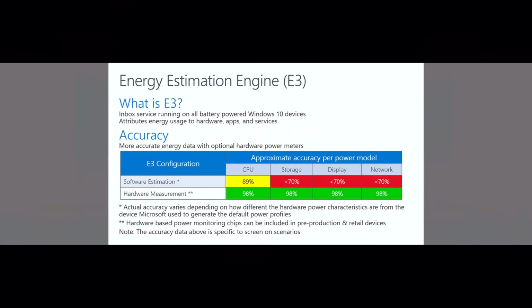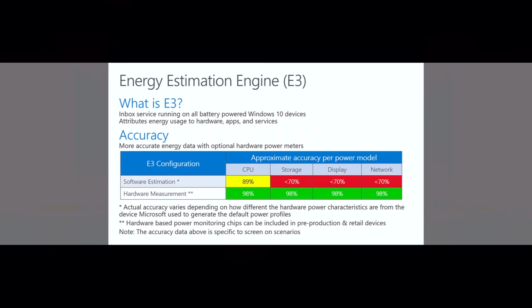So, what is E3? E3 is an inbox service running on all battery-powered Windows 10 devices. E3 attributes energy usage data by hardware, applications, and services. The software estimation accuracy of the CPU power model on recent Intel chipsets is around 89%. The software estimation accuracy of storage, display, and network is less than 70%.